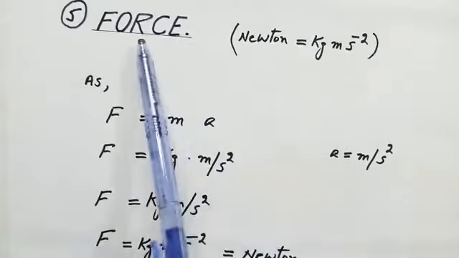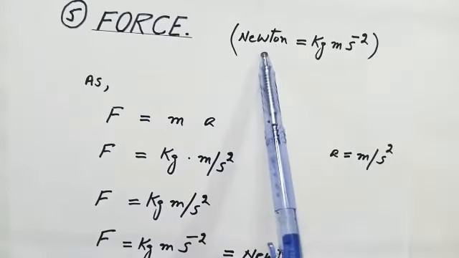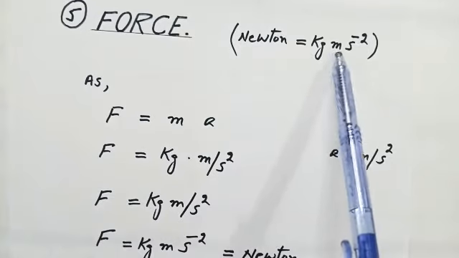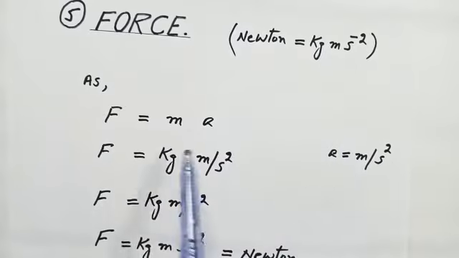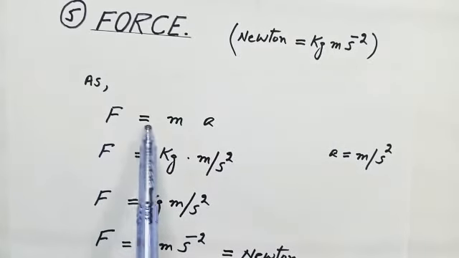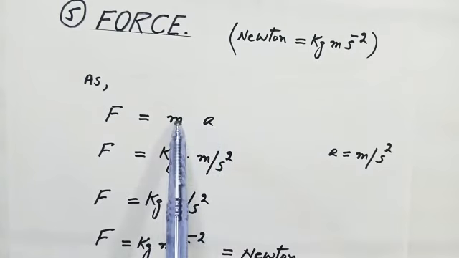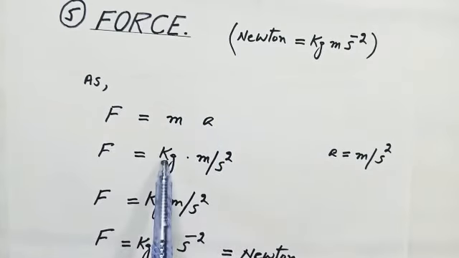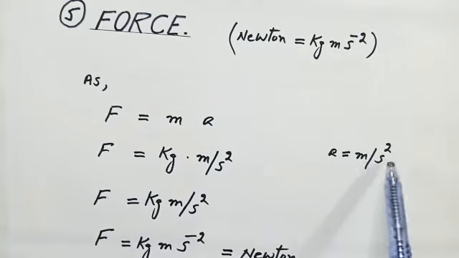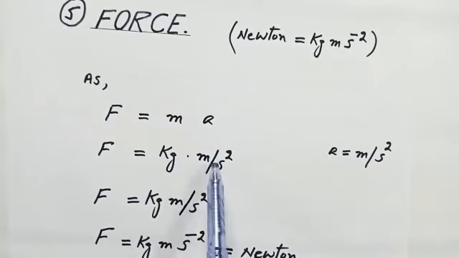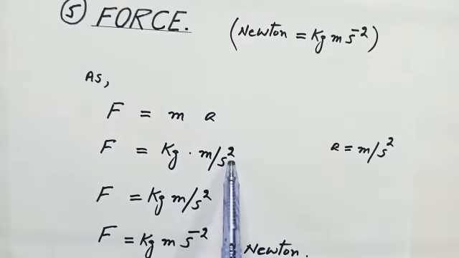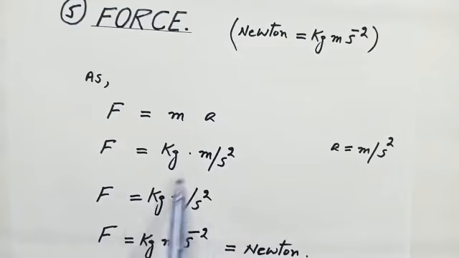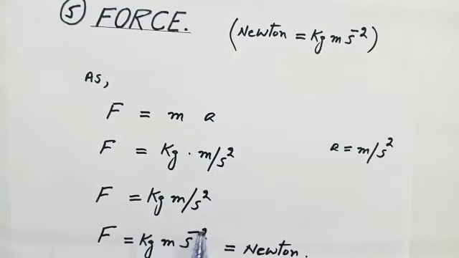Next example is force. Force is a derived quantity. Its unit is Newton, and Newton is equal to kilogram meter per second square, kilogram meter second power minus 2. This is a derived unit. How do we get it? The equation of force is F is equal to ma. The unit of mass is kilogram and the unit of acceleration is meter per second square. Put these units here. So kilogram meter per second square, which can be written as kilogram meter second power minus 2.